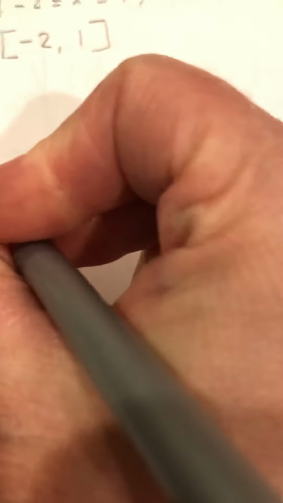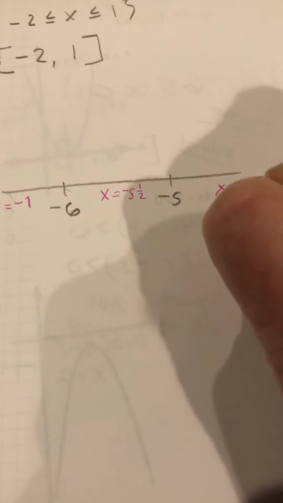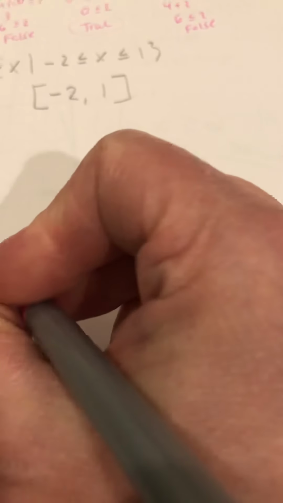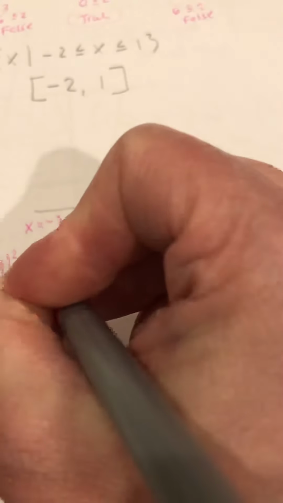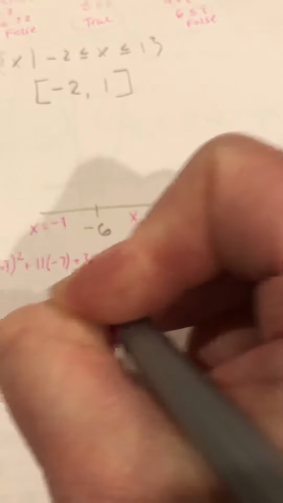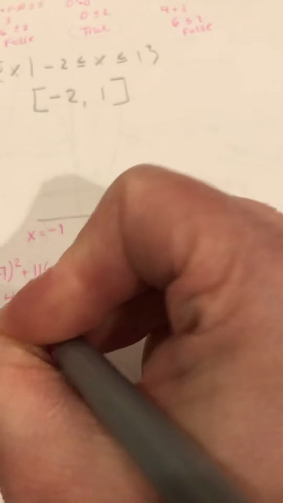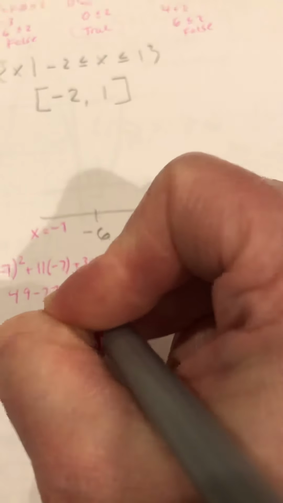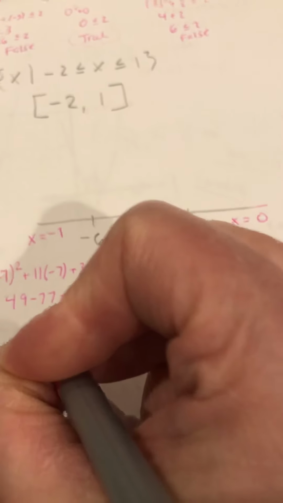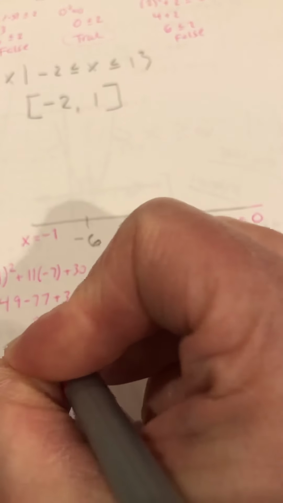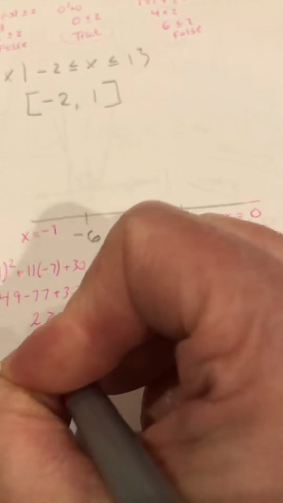So I'm going to use x is -7 for my test point, and I'll do -5.5, and x is, I'm going to do 0. All right, so -1. So not -1, -7. -7 squared plus 11 times -7 plus 30. So we get 49 minus 77 plus 30. And that gives us 2. Is 2 greater than or equal to 0? Yes, that's true.